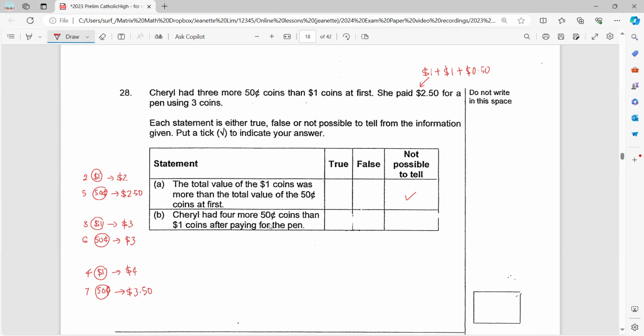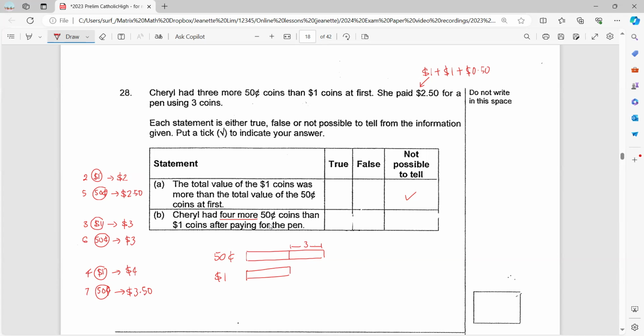So if there is, okay, let's draw a model. 50-cent coins versus a $1 coin. She had 3 more. So we're not exactly finding out how many coins she has, but we're just focusing on the difference. Okay, initially there's extra 3, right? We're talking about quantity only, number of coins.